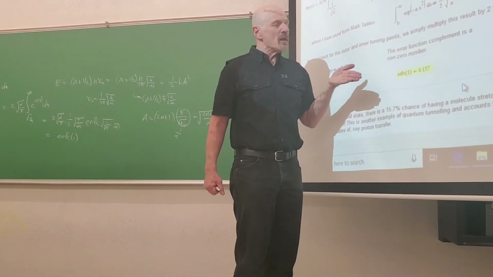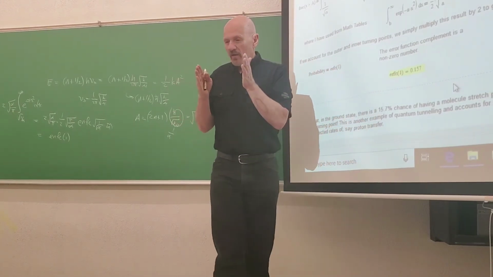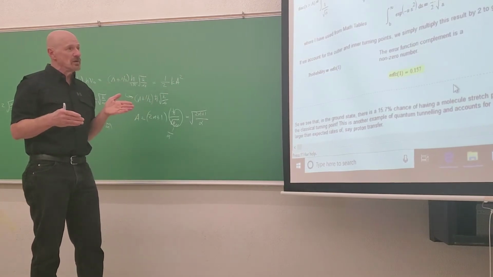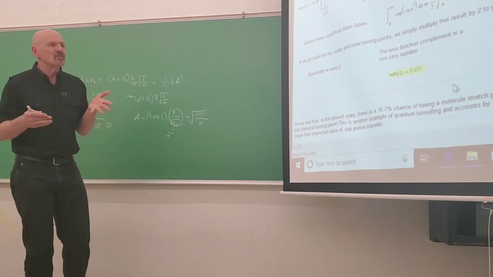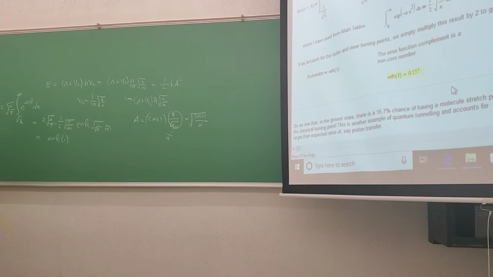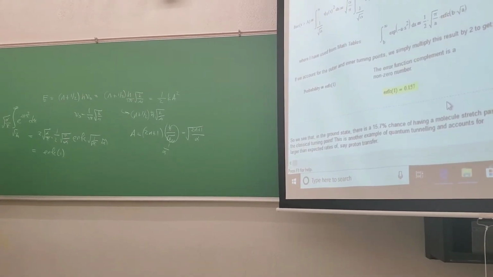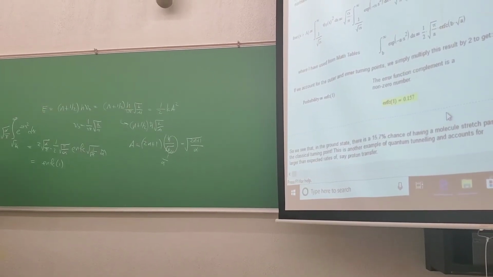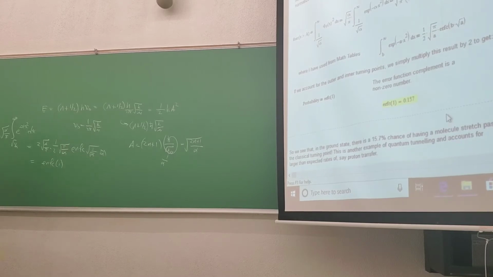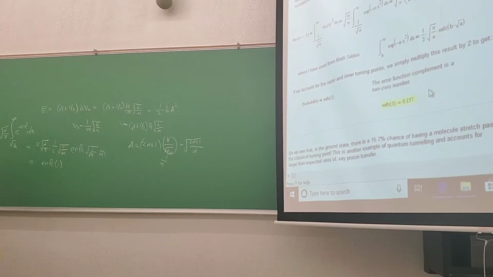So there's the probability for any vibrational system, because this is in general. I didn't do this for HCl or anything. But in general, if a vibrator is in its ground state, it has about 15.7% probability of being outside of the classical turning points. And so that ends up being a significant amount that allows for, like I said, proton transfer and a lot of other things.